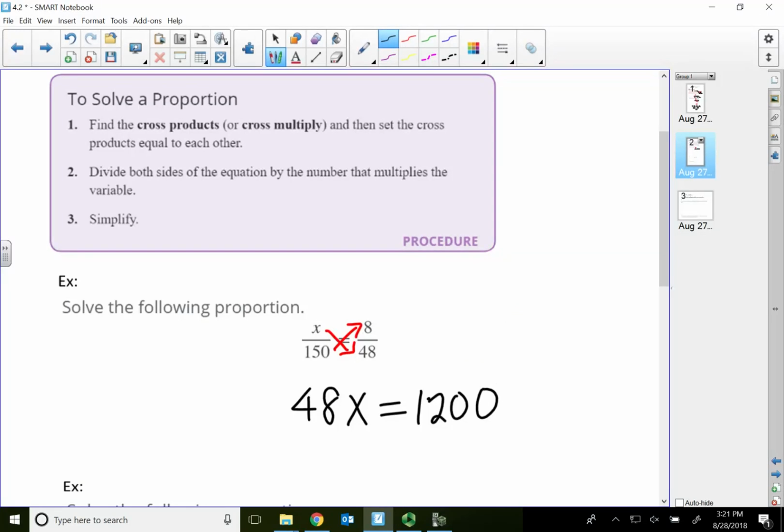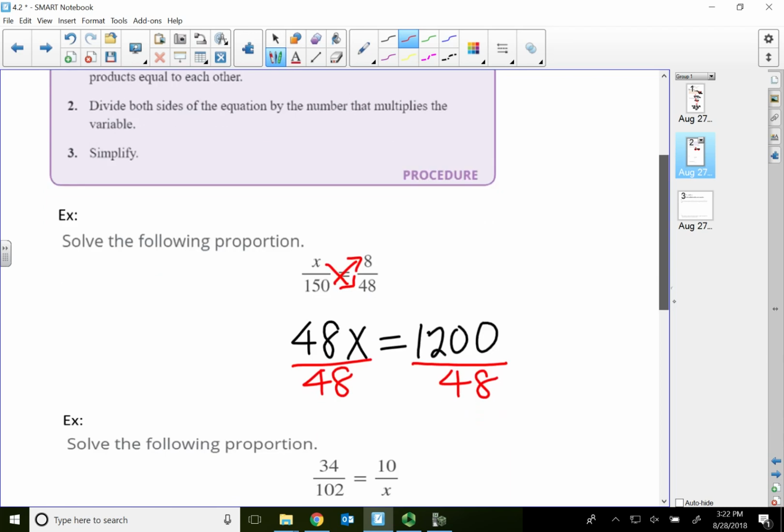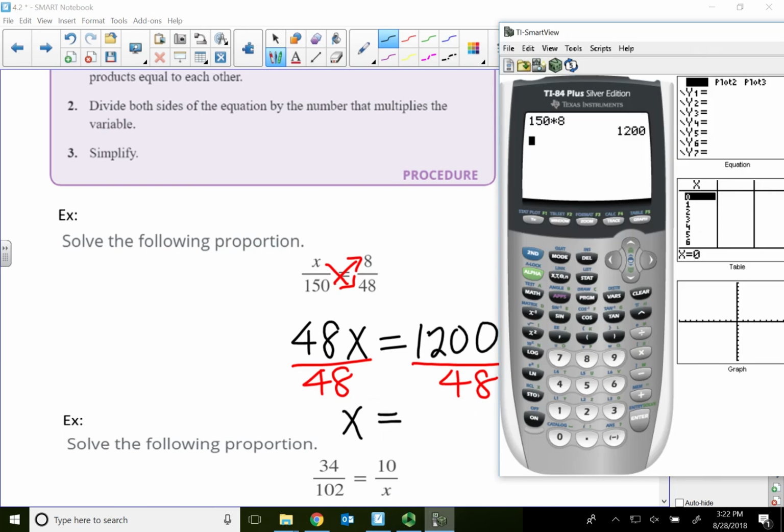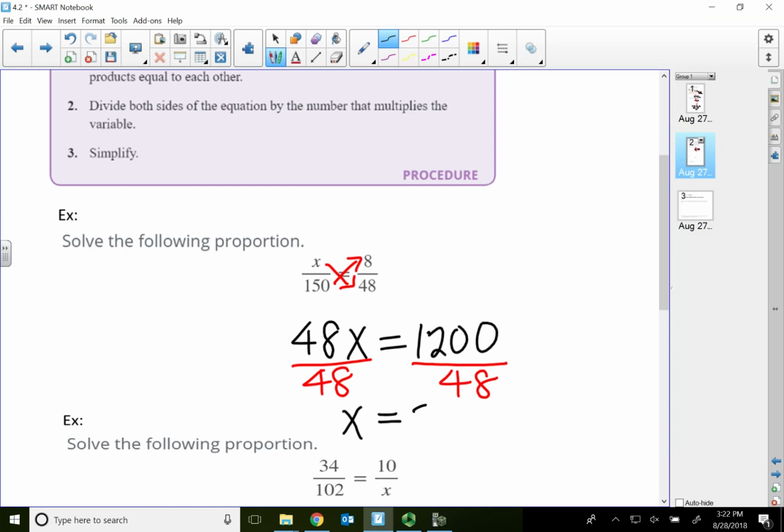All right, so what do I do here? Normally, when we have only two terms in the equation, all we're going to do here is divide it by the coefficient, 48, on both sides. And we will talk more about this in Module 9 as well, how to solve linear equations. So here, just a very easy problem. So 1200 on my calculator already, divided by 48. My answer, x equals 25.